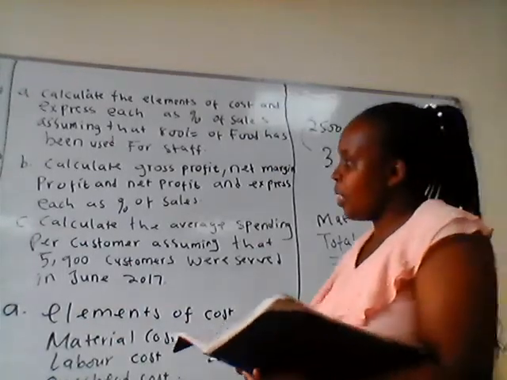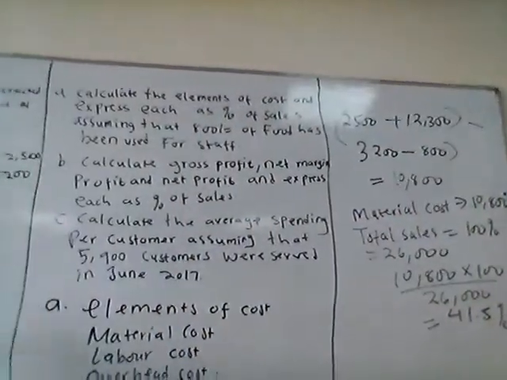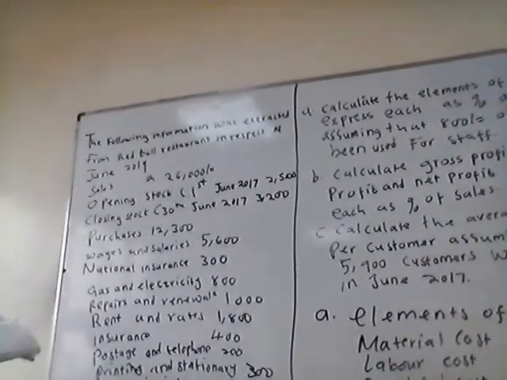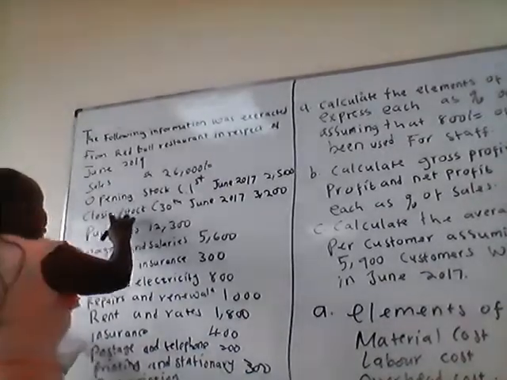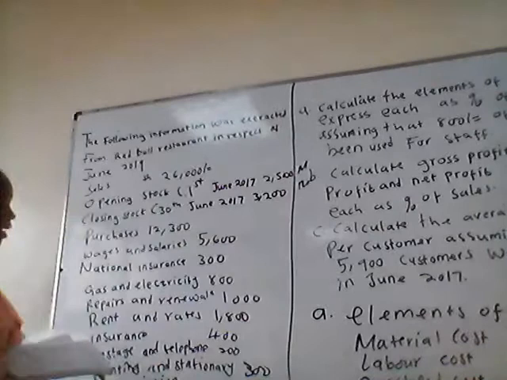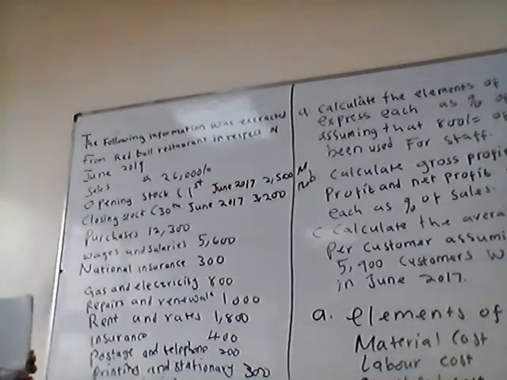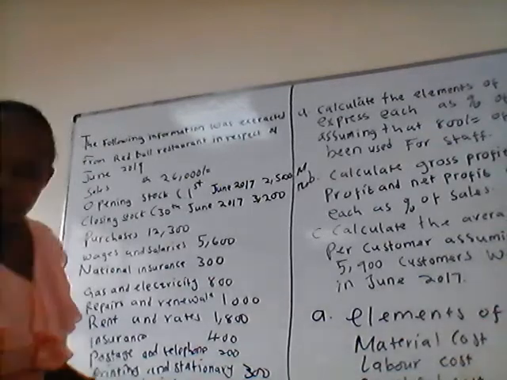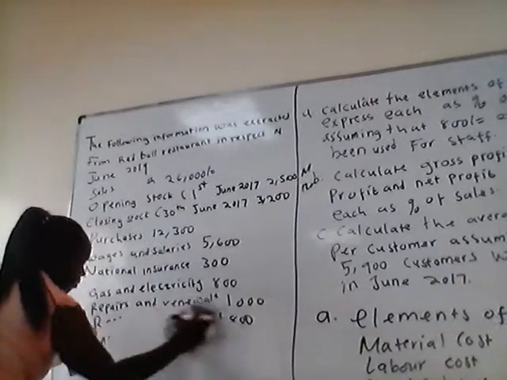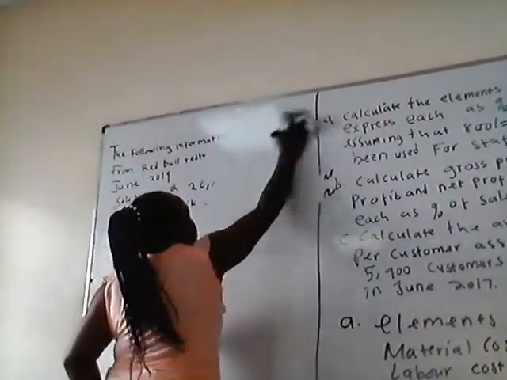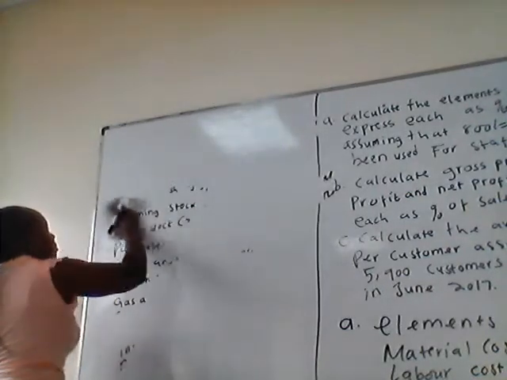Now here, you are supposed to analyze these questions before you continue. For example, opening stock and closing stock are material cost. Now we have known that, isn't it? Now we want to calculate labor cost. How do we calculate the labor cost? Remember, we have said labor cost is an element of cost.